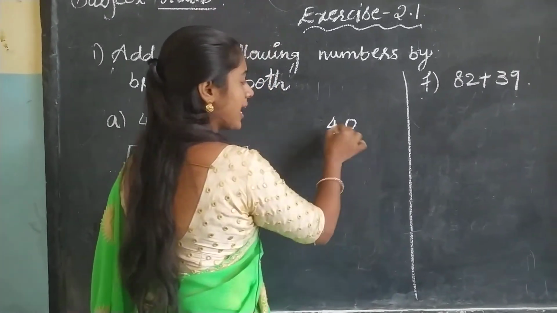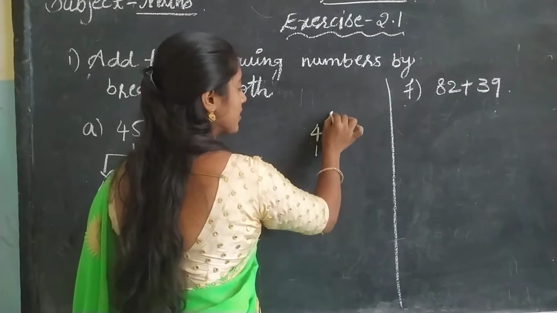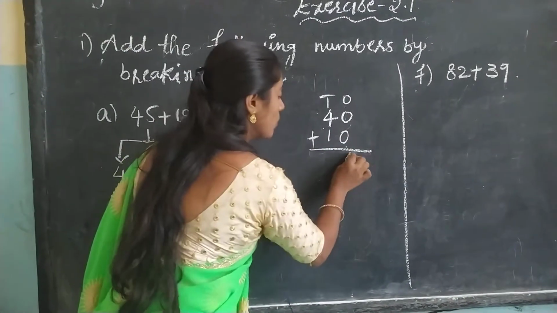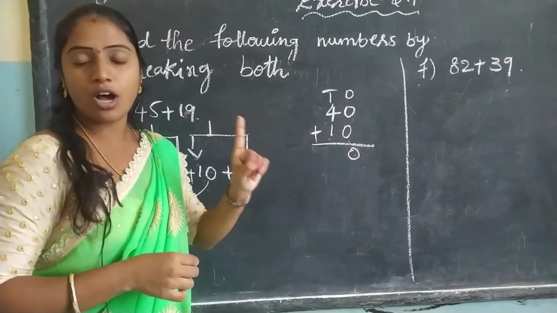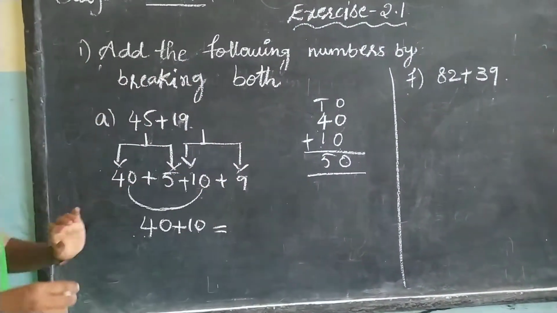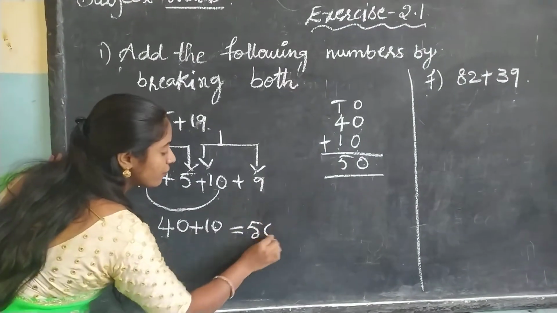So first you have to arrange like this 40 plus 10. Ones place and tens place. So 0 plus 0, 0. 4 plus 1. After 4, 5. So 40 plus 10 is equal to 50. So you should write here 50.